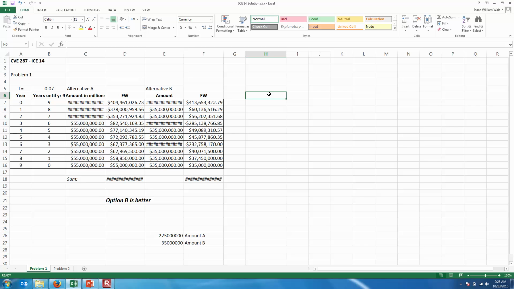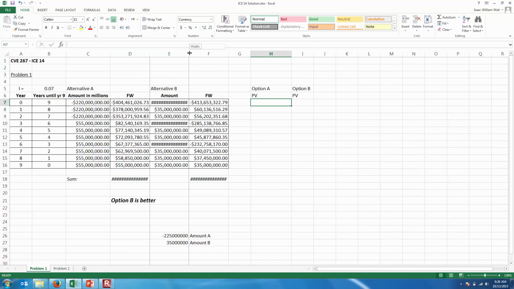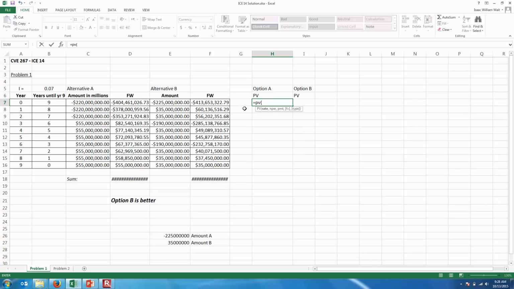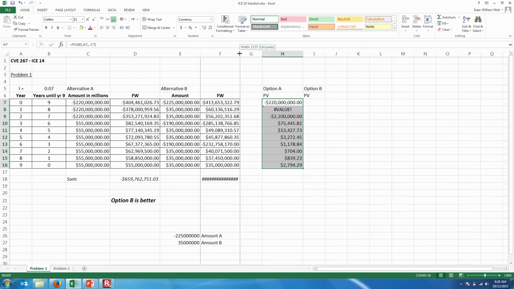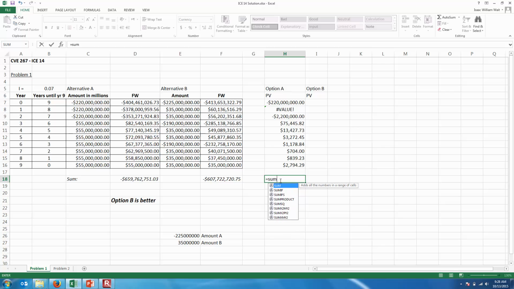So if we did the present value, here's option A and option B. Okay, if we want to do the present value, equals PV of, here's our rate, N, and the amount, and we sum it up. Something's not anchored. It's my rate. There we go.